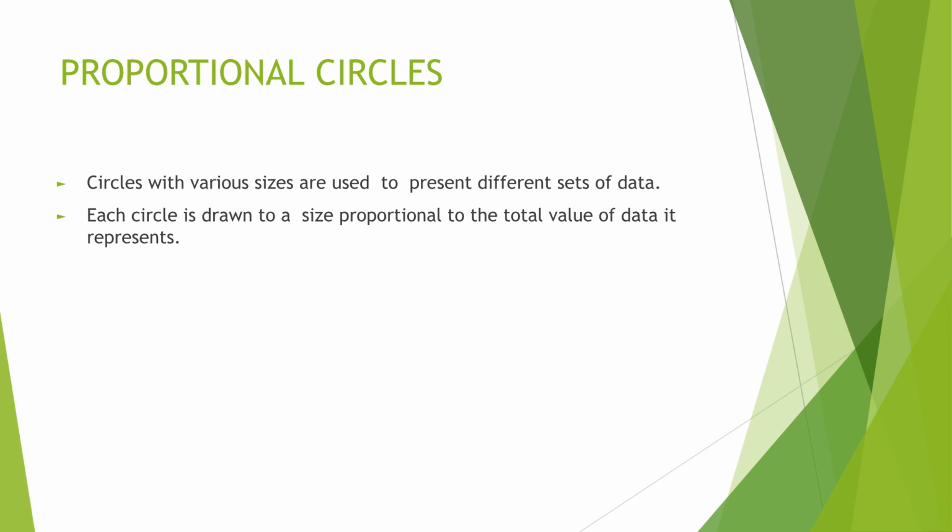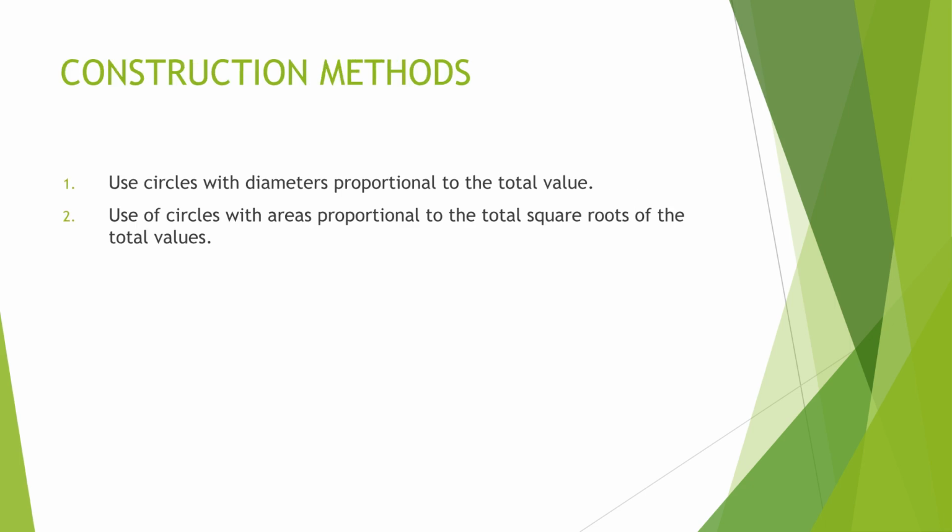Next, we look at proportional circles. Circles of varying sizes present different data sets. Each circle's size is proportional to the total value of the data it represents. Construction methods include using circles with diameters proportional to the total value, or using circles with areas proportional to the total square roots of the total values.